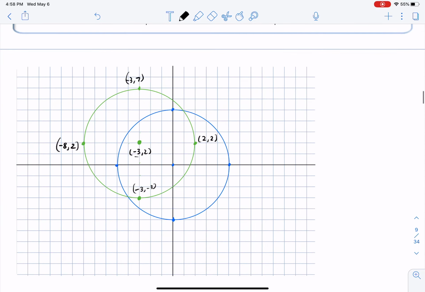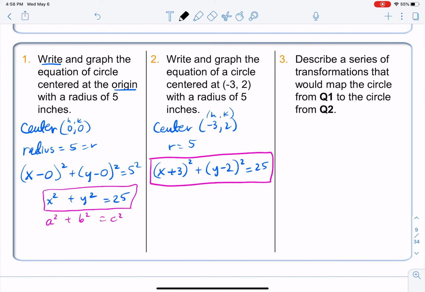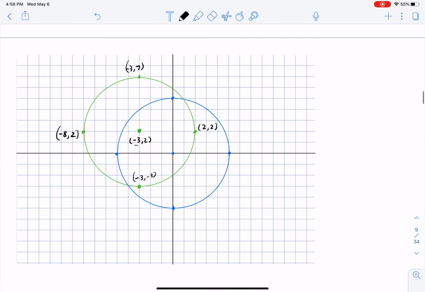Okay then. Let's look at what the last one is. Describe a series of transformations that would map circle 1, or the circle from question 1, to the circle from question 2. Well, it has the exact same radius. These two circles are congruent to each other, so it's not being stretched. It's just being translated, right? It's been translated by some sort of vector, right? I could draw that vector in sort of like that. And that vector moves it left by 3 spaces, and it moves it up by 2 spaces, right?